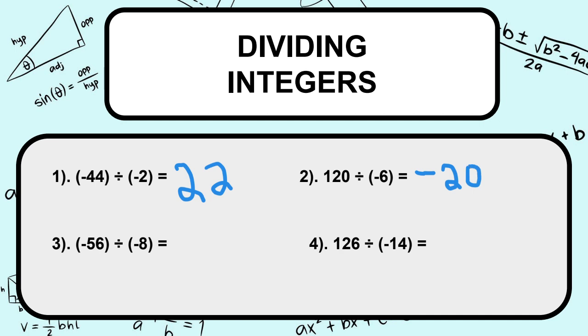We've got negative 56 divided by negative 8. Again, in this case, we have a negative divided by a negative, which means you guessed it, or actually you know it. You didn't guess it, you know it. Our answer is going to be positive, and it is a positive 7. Finally, in number 4, we have 126 divided by negative 14. Positive divided by a negative is a negative. And then we do the division, and our answer there, negative 9.